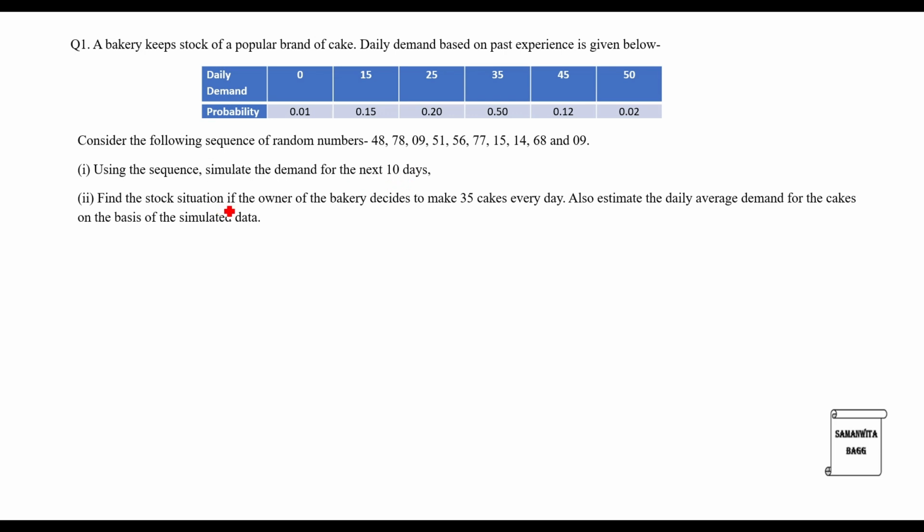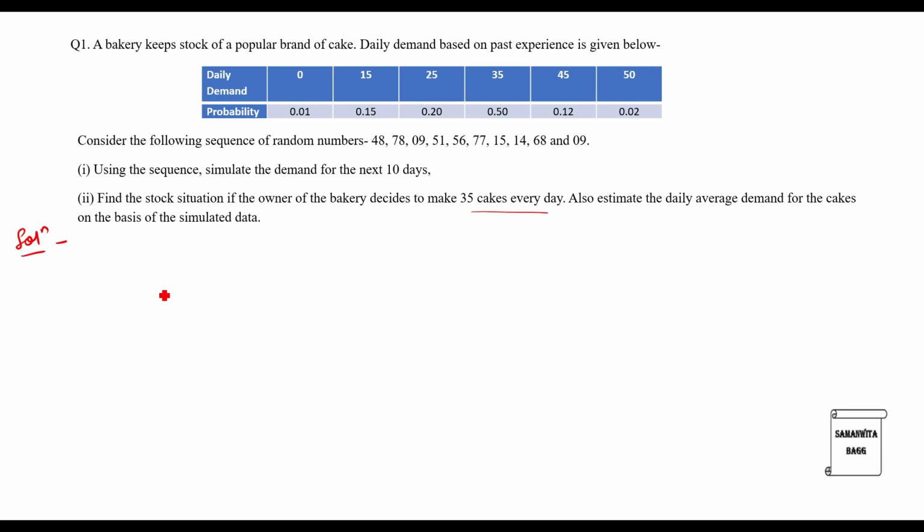Find the stock situation if the owner of the bakery decides to make 35 cakes every day. So the owner has decided that he wants to make 35 cakes every day. Also estimate the daily average demand for the cakes on the basis of the simulated data. So we will start with the solution.